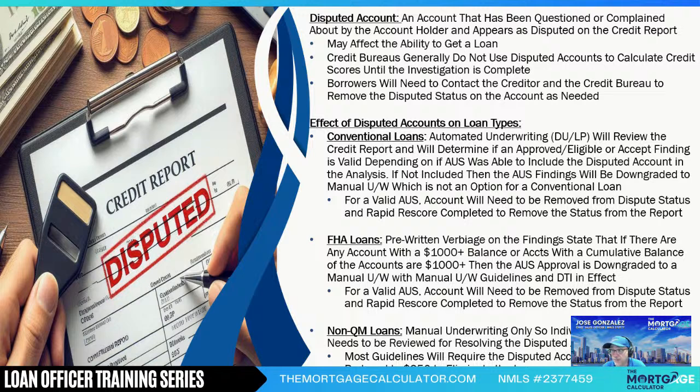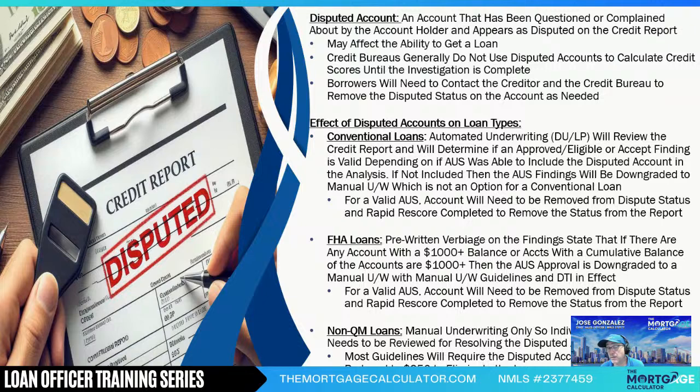Now, this will be verbiage that you will find in the findings. It's going to tell you either we saw that you had disputed accounts, we were able to consider them in the findings, and you have your approve eligible, or we saw that you have disputed accounts, we were not able to include them in the analysis, so your approve eligible findings will have to be downgraded to a manual underwrite. Now, you know that manual underwrite is not an option for conventional loans.